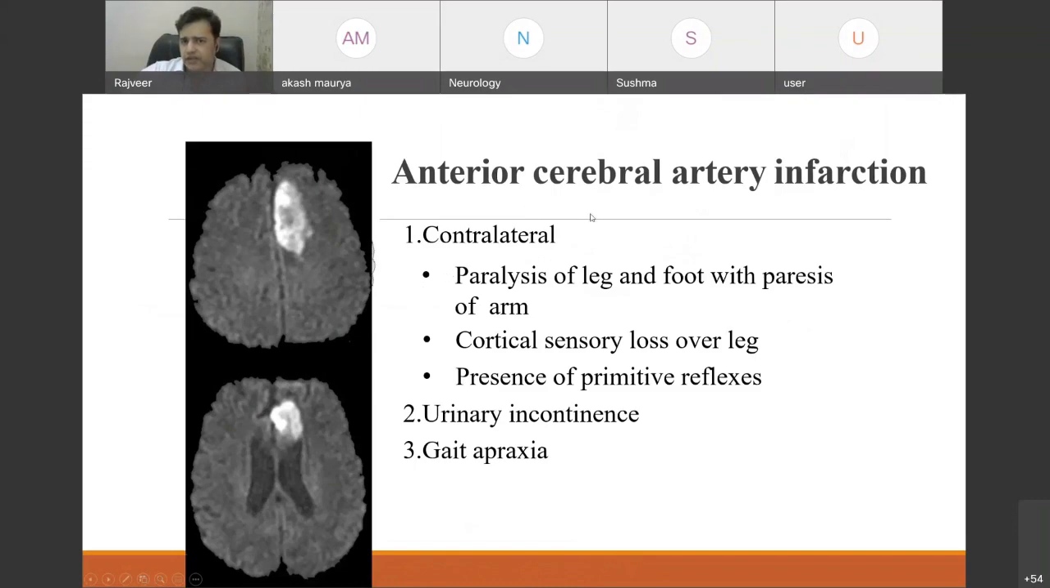And then anterior cerebral artery infarction, how do they present? As I told you, they involve the.